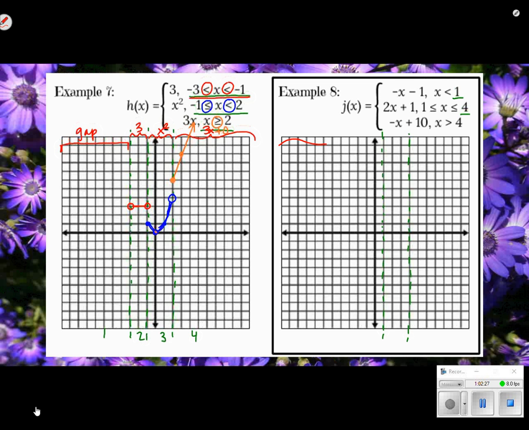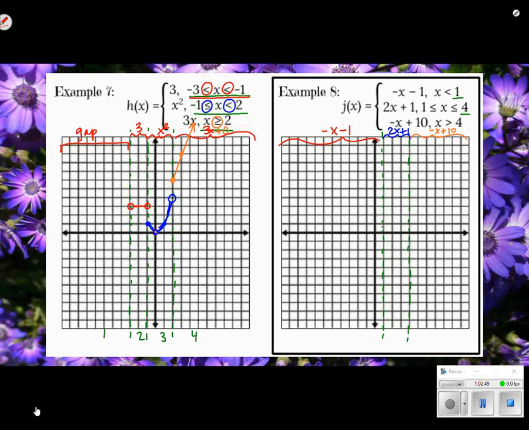I have a piece here that's less than 1. That's going to be negative x minus 1. I have a piece right here that's in between 1 and 4. That's 2x plus 1. And then I have a piece over here at the end. That's going to be negative x plus 10. I always like to start on the left, but you can pretty much start anywhere.